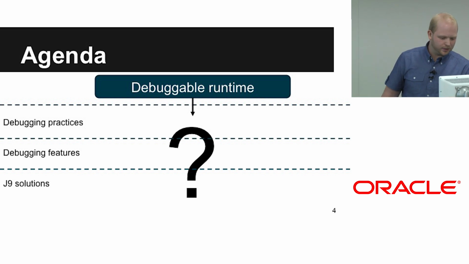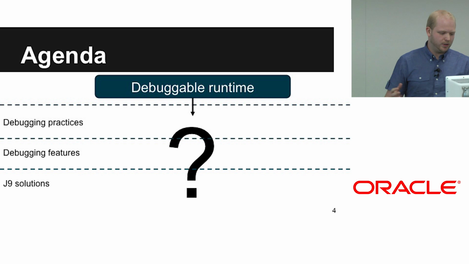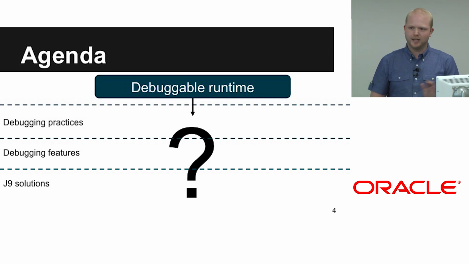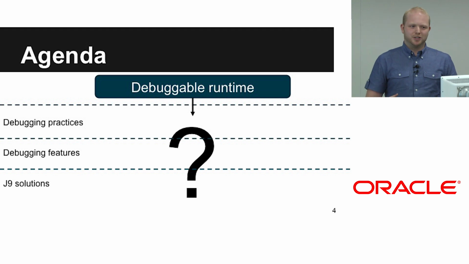So in this presentation, I will look at some debugging practices, basically the theoretical approach to what you should do when you debug. Then we will translate those into debugging features: what should your JVM or any language runtime be able to do from a debugging perspective? And then I will talk a little bit, or maybe a lot, about the J9 solutions, basically how those features are implemented in J9.